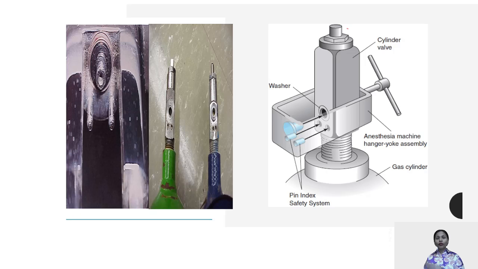Again, an overview of the hanger yoke. This is your valve, your washer, your nipple, these are your pins. Sorry, this is the port. This is your washer which is present on the port also. This is your nipple and a washer around that. These are your pins, the holes.